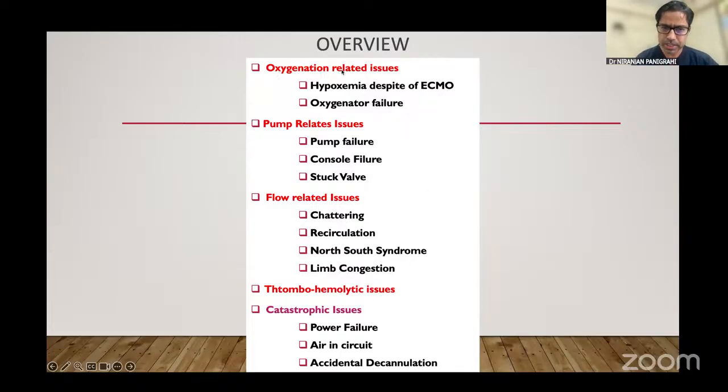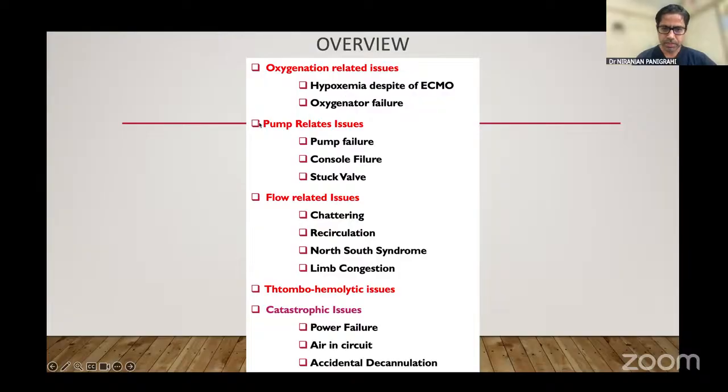Mostly the complications can happen because of oxygenation-related issues, especially when we are putting VV ECMO for hypoxic respiratory failure. Refractory hypoxemia may happen despite full ECMO and full ventilator support. That is one common issue. It may be benign, it may be catastrophic, depending on the cause. Second is oxygenator failure, which is obviously catastrophic.